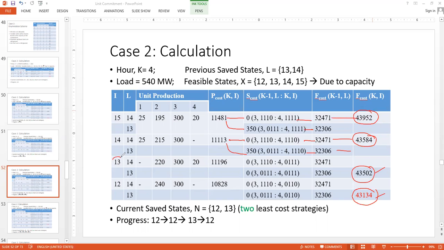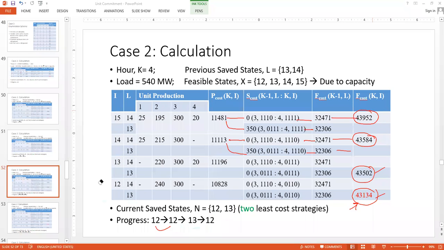So you store these two, 12 and 13. Now the winner is 12 because it is providing the lowest cost. So now the progress has again changed from 13 to 12. The currently saved states are again updated. This is 12 and 13. Let us go to hour number 5.